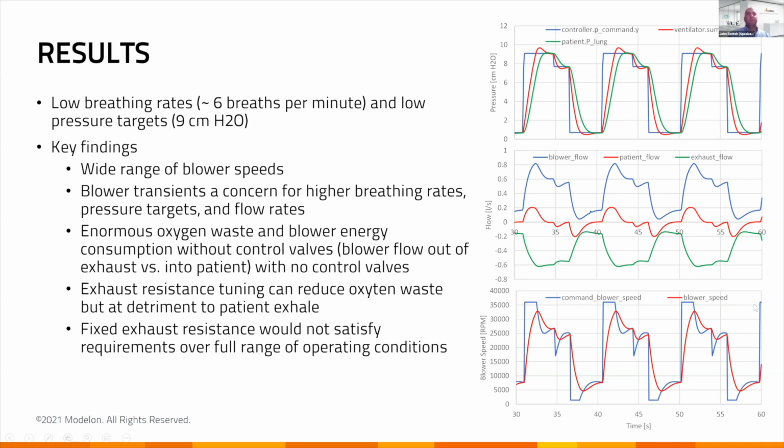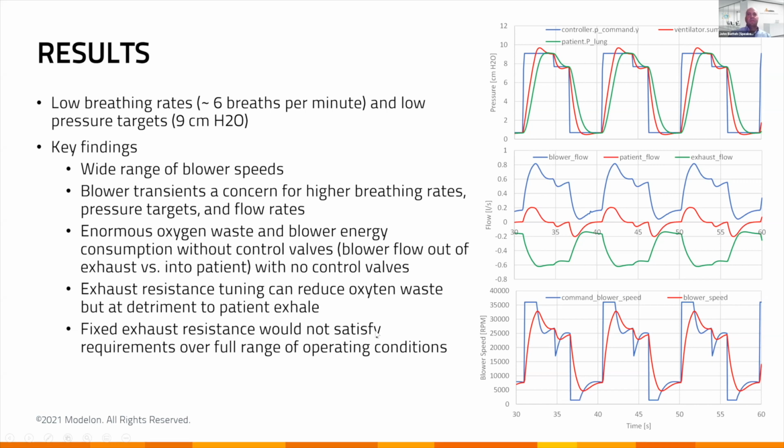So this initial prototype was run with very low breathing rates and very low pressure targets. You can see here in the graph the target pressure, the pressure that we achieved at the entrance of the patient, and also the lung pressure. Here you can see the various flow rates. The blower flow is in blue, the patient flow is in red, the exhaust flow is in green. We'll keep the same color scheme throughout the entire presentation to help orient you. And at the bottom, you can see the blower speed. It goes up during the intake event and then has all kinds of interesting response and drops during the exhale event.